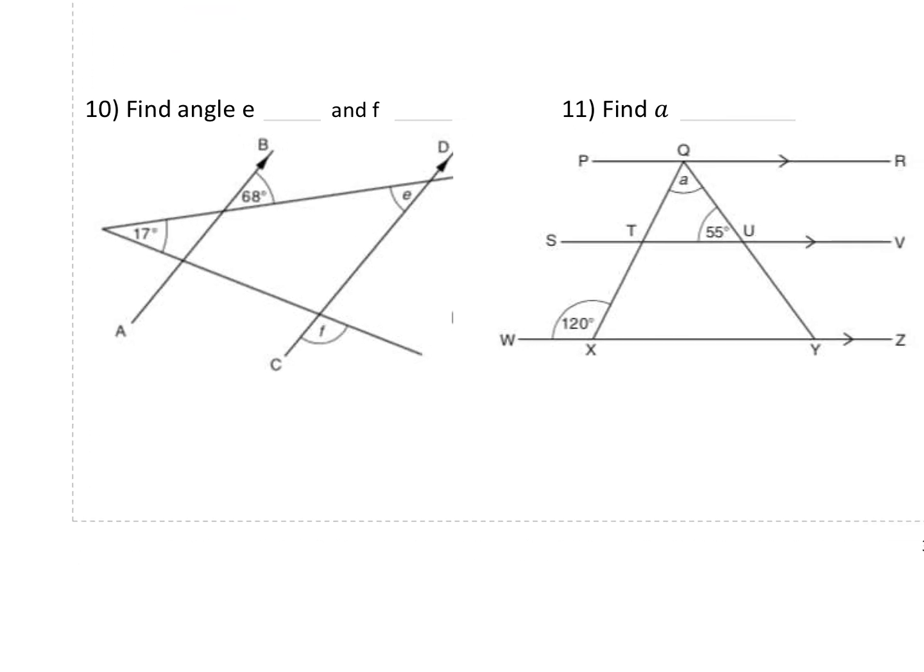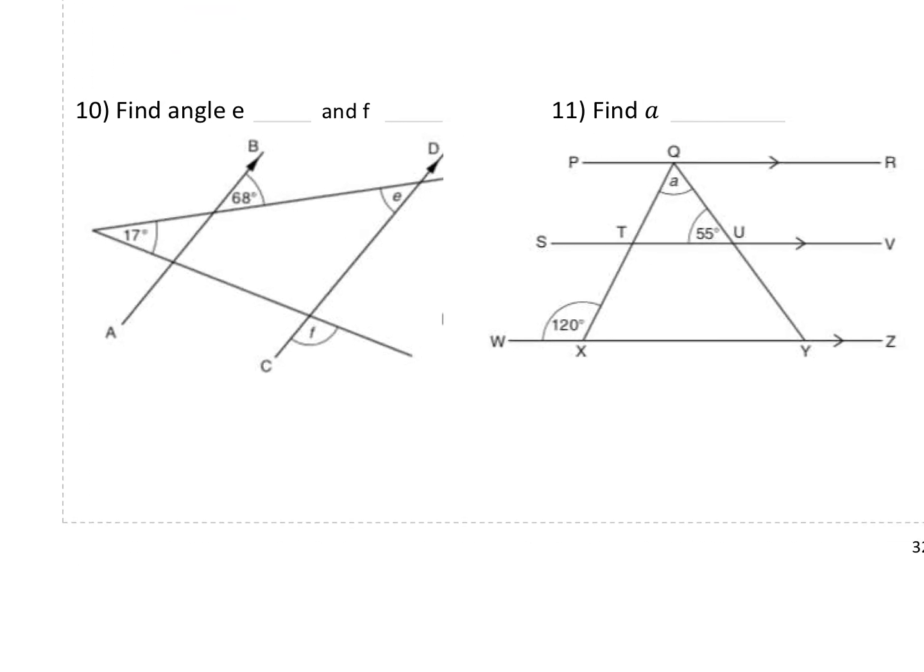Example 10. Find angle E and angle F. Angle E, I can see these relatively quickly. It'll take you a bit of time and just practice to see these. We've got a parallel line, another line, and a parallel line. So that creates a Z shape. And E is alternate with the 68. So E is 68. I can even mark that in.